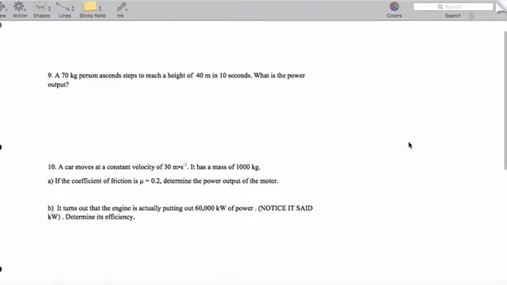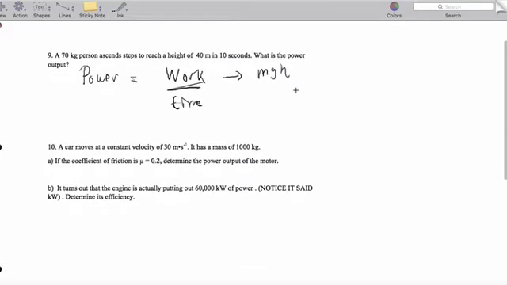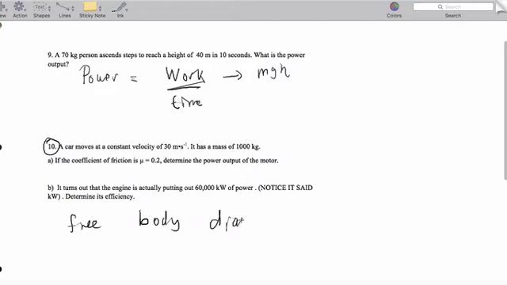For number 9, there we need the power equation. Power is going to be work over time, and in this case the work is going to be mgh. Now this one here, it's a super tough question, so I want a free body diagram to get us started. So those are your hints for the homework.